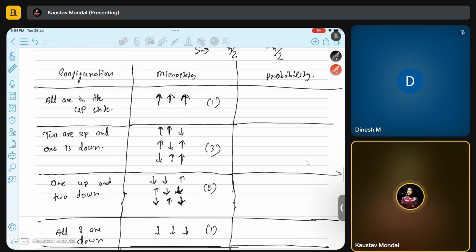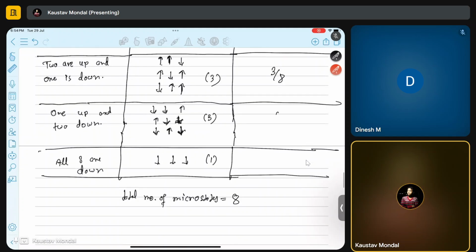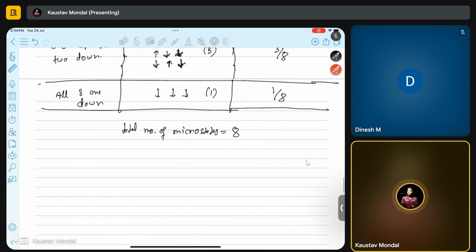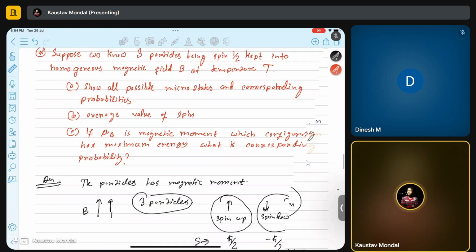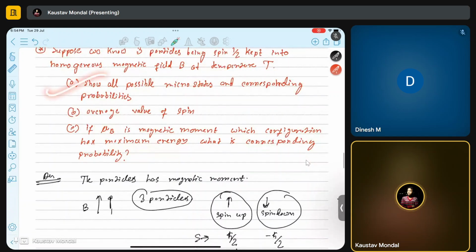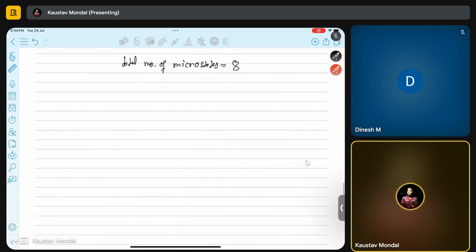In that case, the first configuration has a probability of 1 by 8, the second configuration has a probability of 3 by 8, the third has a probability of 3 by 8, and the last has a probability of 1 by 8. So these are the four possibilities. The first part of the problem, all the possible microstates and their corresponding probabilities, we have already shown. Next, we have to calculate the average spin.